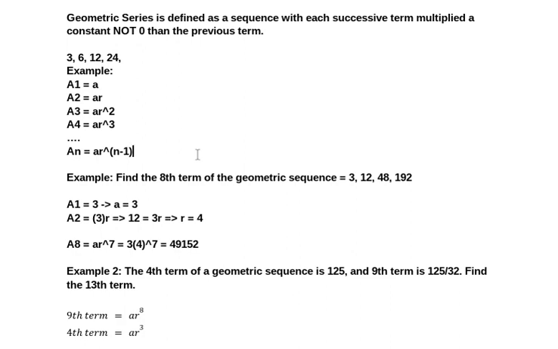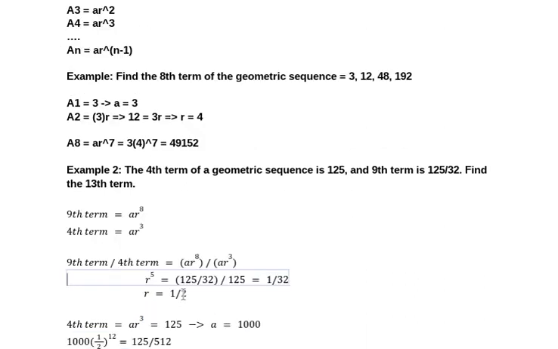Now let's look at another harder question. The fourth term of a geometric sequence is 125 and the ninth term is 125 over 32. We are required to find the 13th term. So we know that the ninth term is ar to the power of 8 and the fourth term is ar to the power of 3.